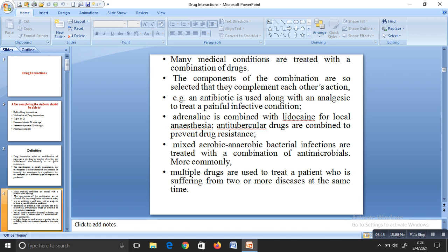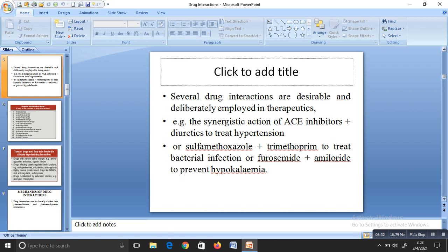So they are supposed to be treated with so many drugs. For reducing the blood sugar level, we have to give an anti-diabetic drug. For reducing the hypertension, we have to give another drug. Then for cholesterol lowering, we have to give a statin. So we are supposed to give a combination of drugs, and in some conditions these drug interactions are desirable.